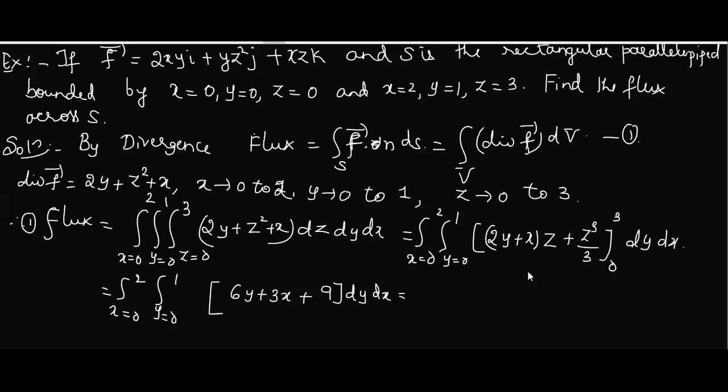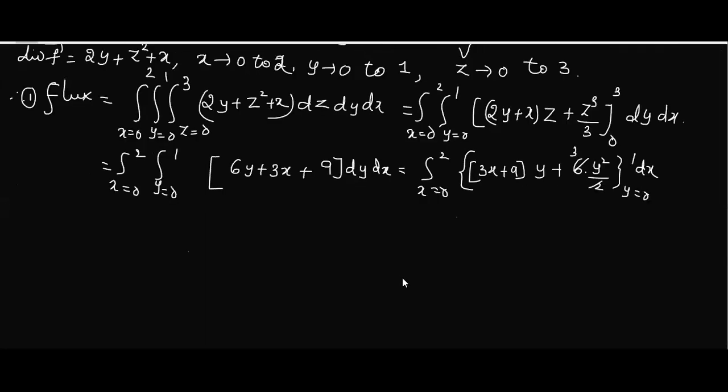Okay, now do it with respect to y. What is constant? 3x plus 9 can be treated as constant. Then you can take y plus 6y. How we can do it? 6 into y square by 2, no? y varying from 0 to 1. Yeah, complete it. So it is x varying from 0 to 2. If you substitute the limit, what will you get? y is 1 means 3x plus 9. y is 1 means 3, correct? 3 plus this 9 is how much? 12. Right?